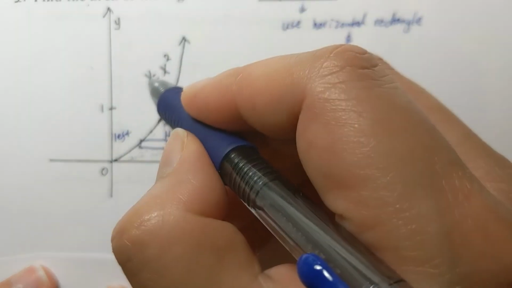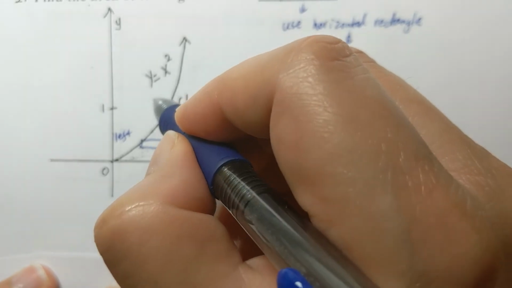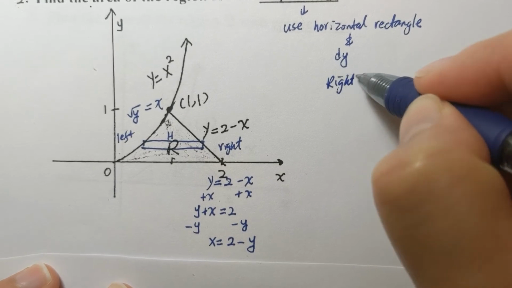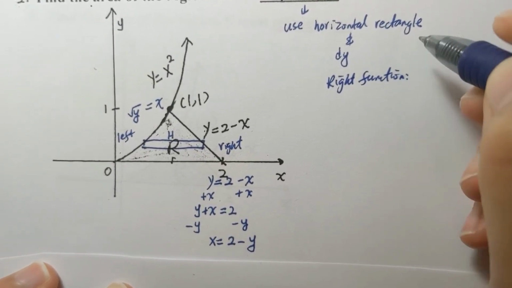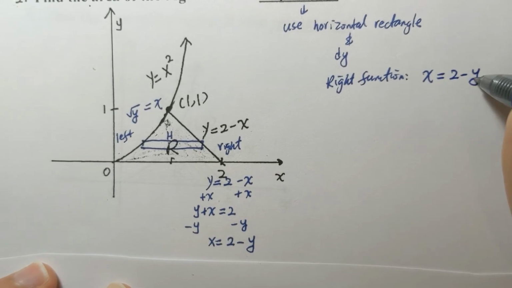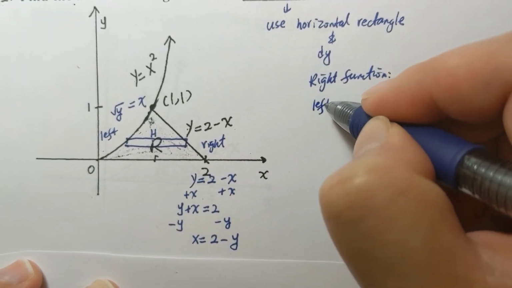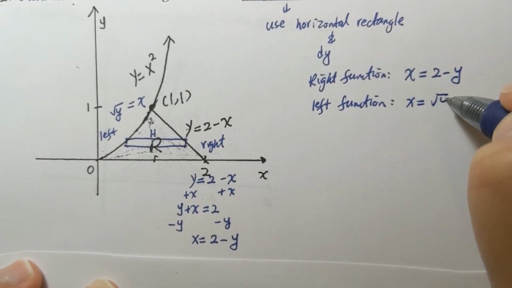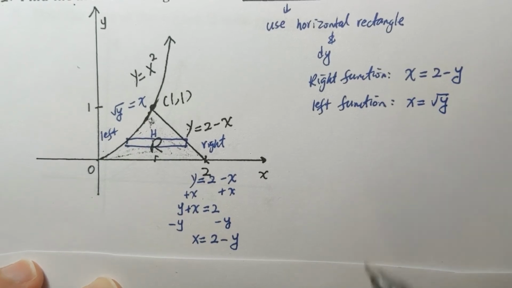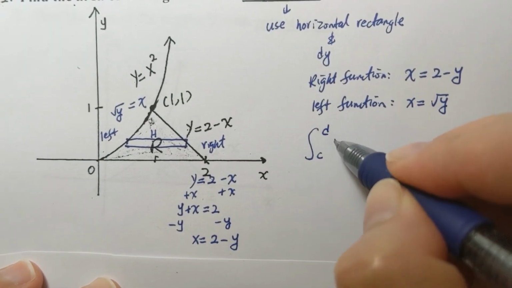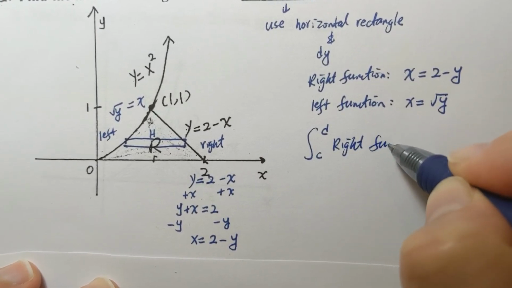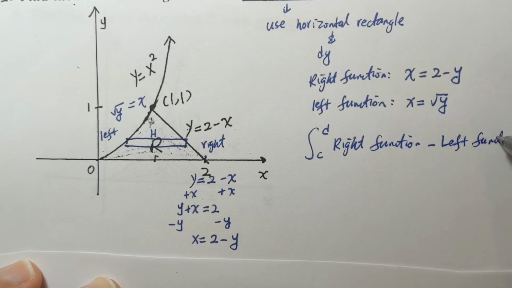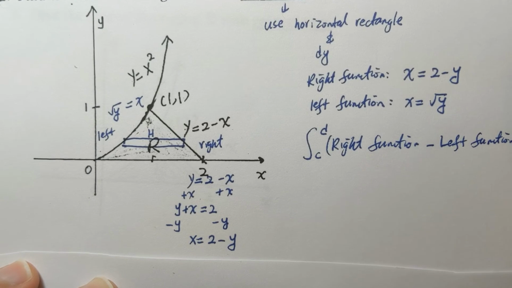Now my left function, I get y equal to x squared. So therefore x equals square root of y. So the right function is x equal 2 minus y. The left function is going to be x equal to square root of y. So now we are going to do the integral from c to d, right function minus left function, dy.